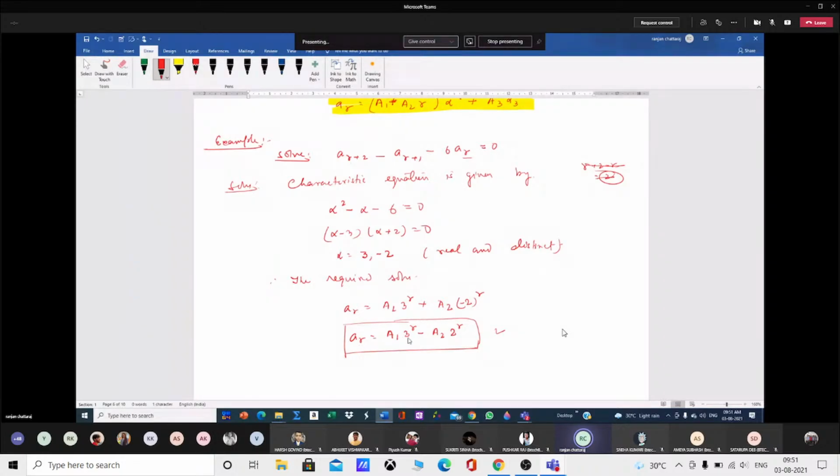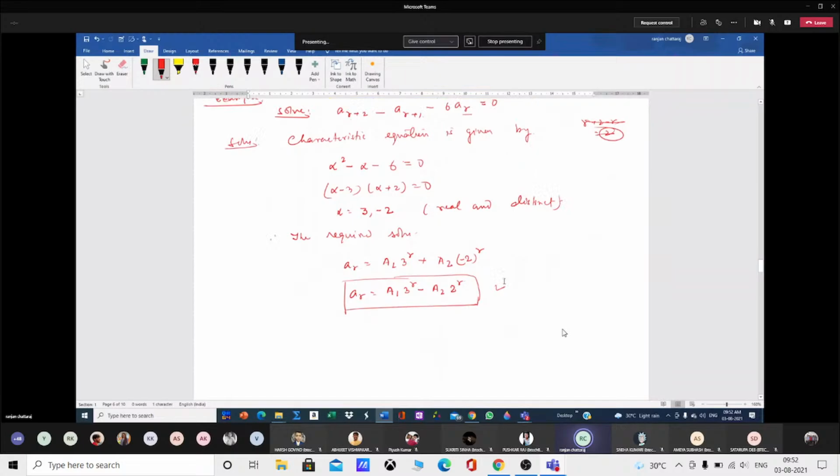Now r minus 1 is how much? 3 to the power r minus 1, or 2 to the power r minus 1. Put it over here. And for r plus 2, this becomes 3 raised to the power r plus 2, and here also 2 to the power r plus 2. Put it here and then just take the algebraic sum. You can see that this side also becomes 0.